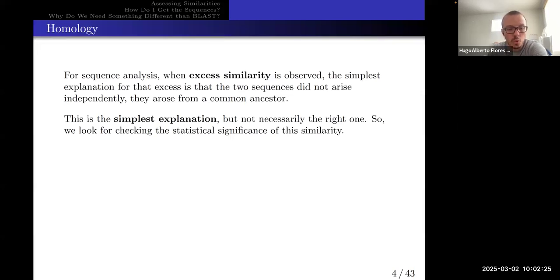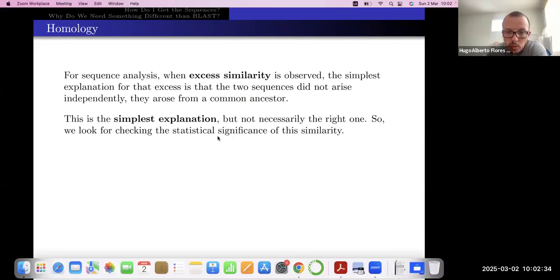Okay, so let's check something here. For instance, I'm going to start talking about, not with a lot of formality, this idea of statistical significance. This is what we want to check now.